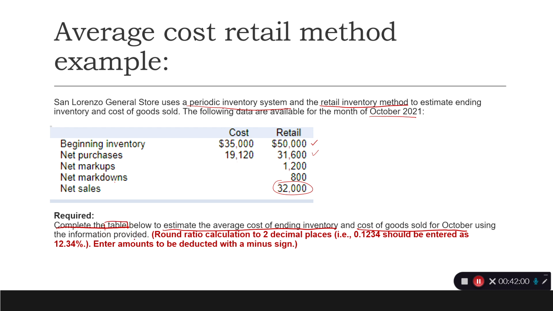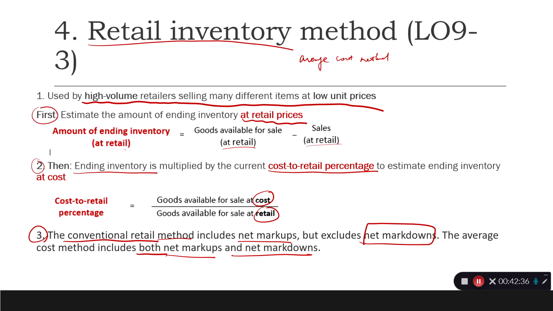If you are lucky enough to get into the system, the table below will show you certain information. For demonstration purposes, I will write everything on top of this table. First of all, you will have a cost column and a retail column, and then you want to calculate the cost-to-retail ratio. The cost-to-retail ratio equals all costs available for sale divided by all goods available for sale at retail price.